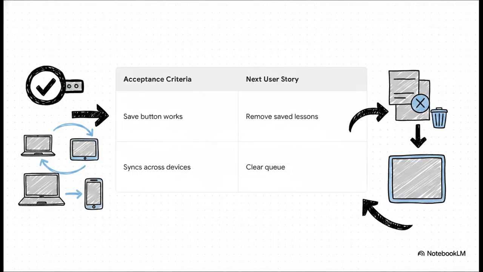But hey, a story isn't enough on its own. You have to know when it's actually finished. Enter acceptance criteria. For saving a lesson, success means the save button actually works correctly and lessons actually sync across devices, which massively reduces confusion for the engineering team. And this naturally leads us to identify our next specific user story, giving users the ability to remove those saved lessons to clear their queue. The acceptance criteria there might just be that the lesson deletes from local storage and the cloud simultaneously.